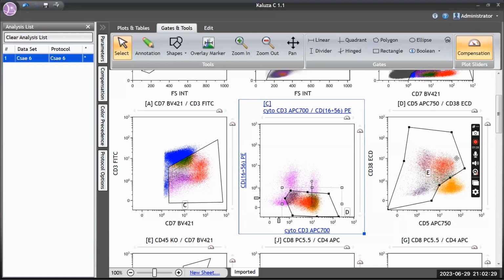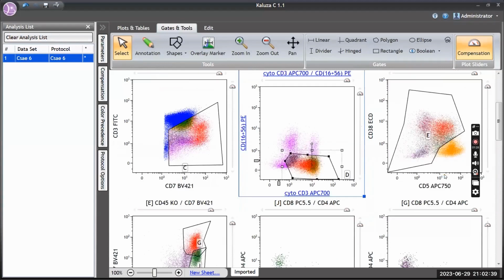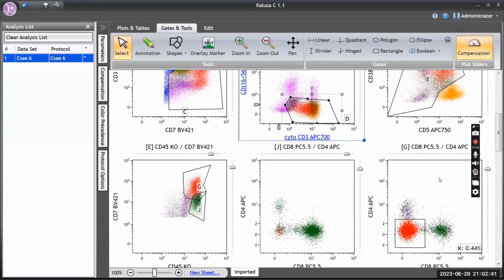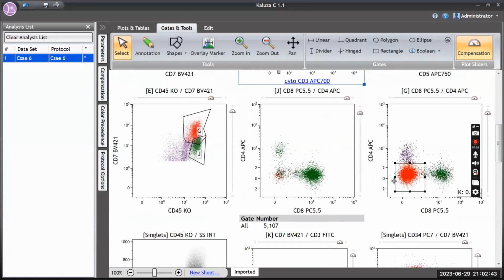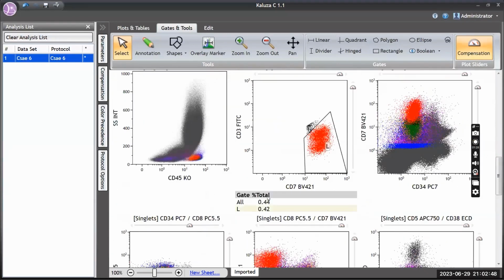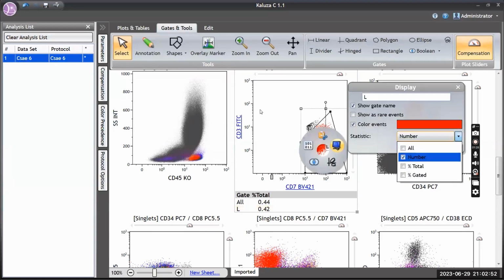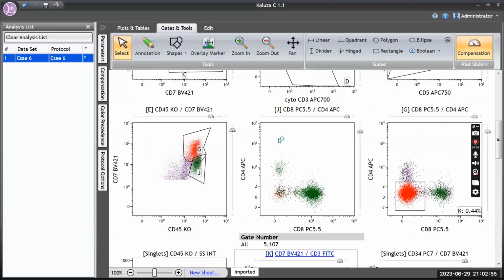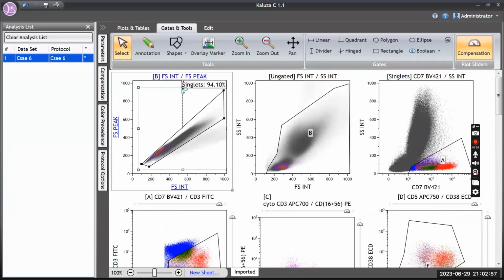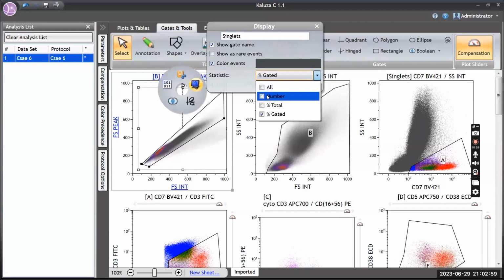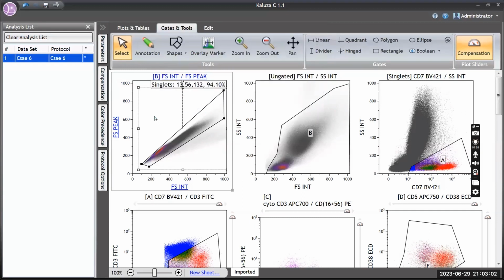CD38 is positive, that is the third LAIP. CD5, again, is slightly dim, or some people may call it moderate, but slightly dimmer than this population. So I don't know whether to take it as an LAIP, but fine. And it is double negative. So that is the fourth LAIP. So MRD is detected at 0.42%. If you want, you can calculate with the number of MRD events and singlet events. So that should be around 0.4%.